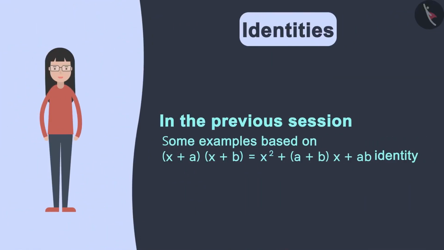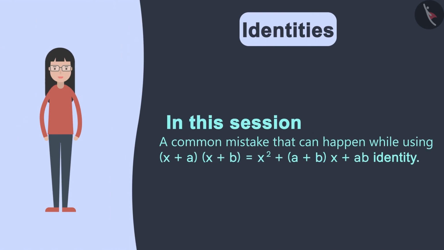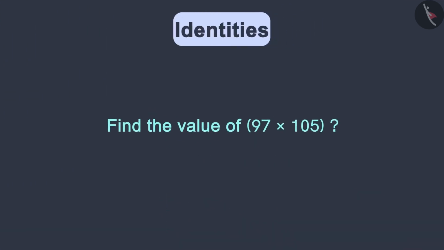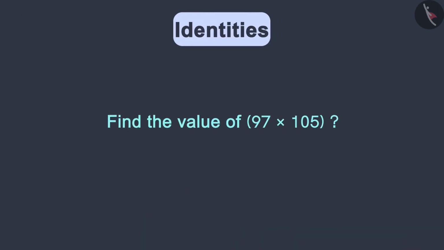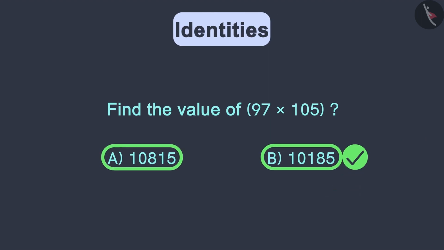In the previous session, we have seen some examples based on application of this identity. Friends, in this session, we will see a common mistake that can happen while using this identity. Look at this question. Let me give you two options. Which is the correct option? The correct option is B. Some of us might have got option A as the answer, but this is incorrect.